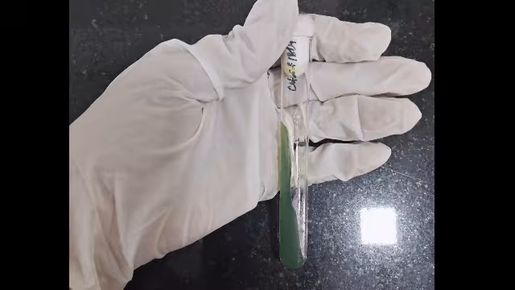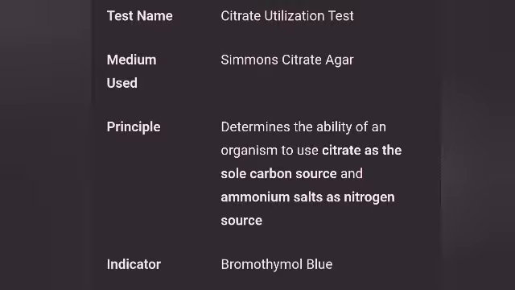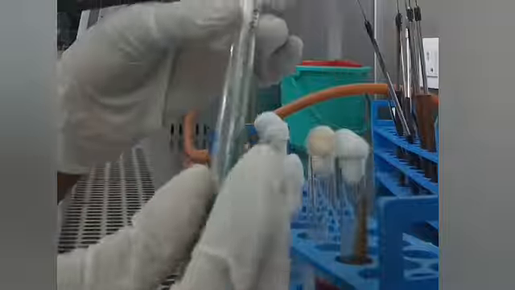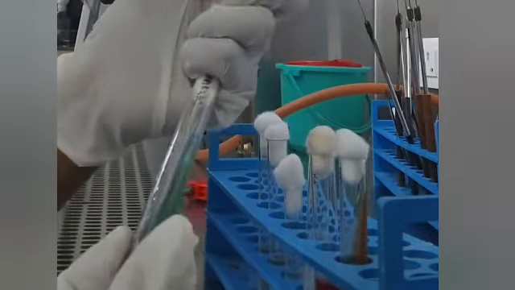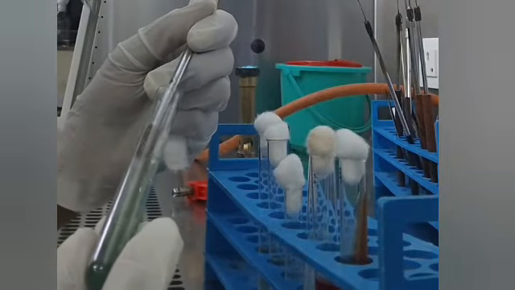The medium used for this test is Simmons citrate agar. This test is mainly performed to detect whether the organism uses citrate as its sole carbon source. This test is performed by streaking the slant lightly and incubating the tubes for 24 hours.